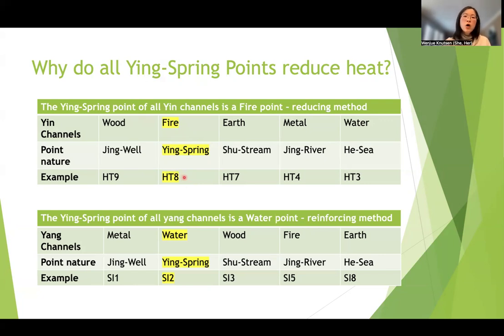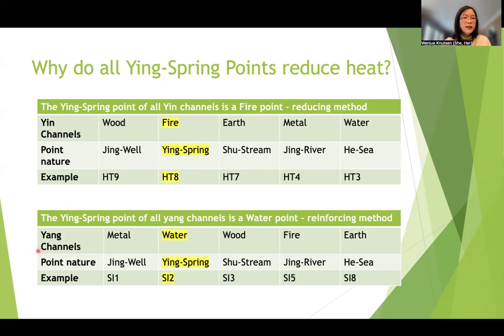It applies to all Yin channels, because the Ying Spring point of every Yin channel is a fire point. So if we reduce the fire of any Yin channel, it has some effect to reduce heat. So the manipulation method for Ying Spring points to reduce heat on Yin channels should be reducing.